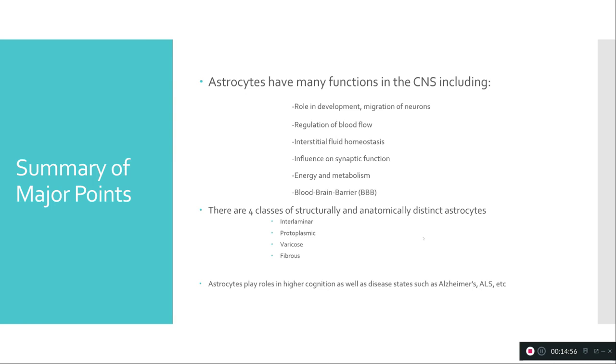Okay, so here's a summary of everything that we talked about. Astrocytes have many functions in the central nervous system, including roles in development; they regulate the blood flow, they regulate the interstitial fluid, they influence the synapses of neurons, and they have huge roles in energy and metabolism and the blood-brain barrier. There are 4 classes of astrocytes that you should be familiar with: interlaminar, protoplasmic, varicose, and fibrous. And astrocytes are known to play a role in higher cognition as well as disease states such as Alzheimer's, ALS, etc. So they're critical for the normal, healthy, higher cognitive function that we have as humans, but if they change in their morphology, or after disease or injury, they can also be limiting in their ability to allow us to regenerate neurons. So it's a double-edged sword, I guess.